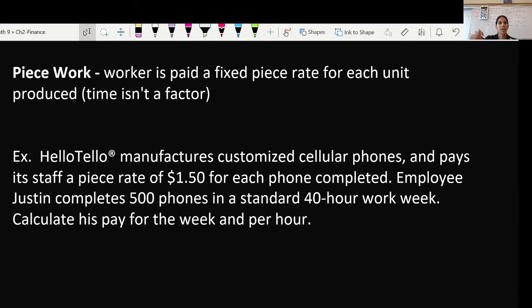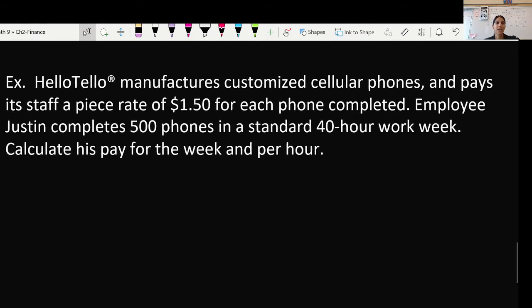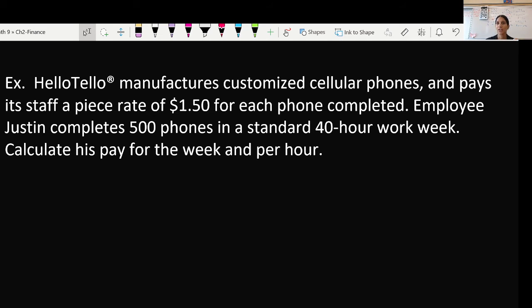Okay, so the next topic is piecework. Piecework is when a worker is paid a fixed piece rate for each unit produced. So basically, as much as you make, that's what you get paid for. There's no base salary or anything else. So let's take a look at an example of what that might look like. Hello Tello manufactures customized cellular phones and pays its staff a piece rate of $1.50 for each phone completed. The employee, Justin, completes 500 phones in a standard 40-hour work week. Calculate his pay for the week and per hour.